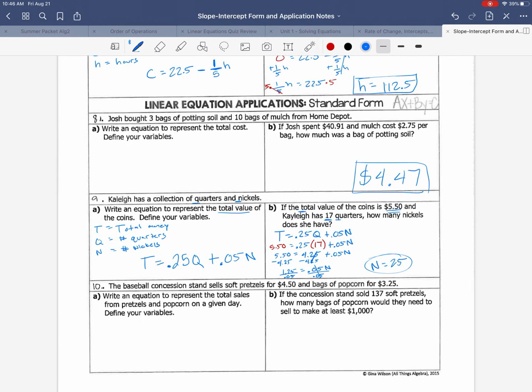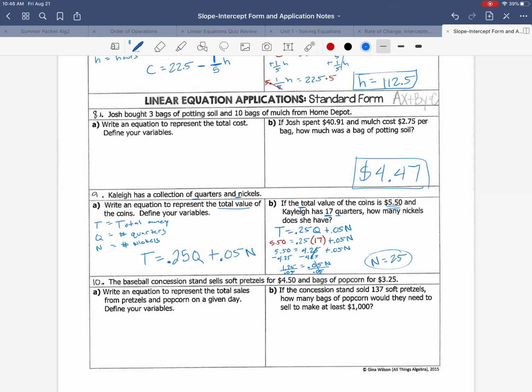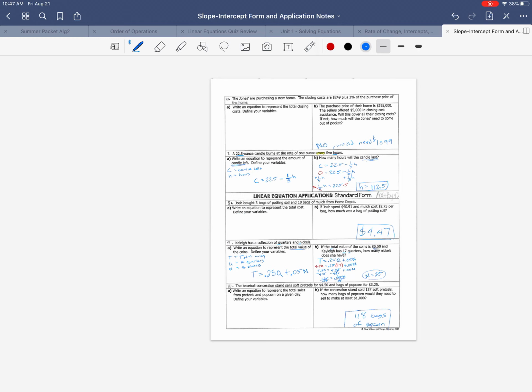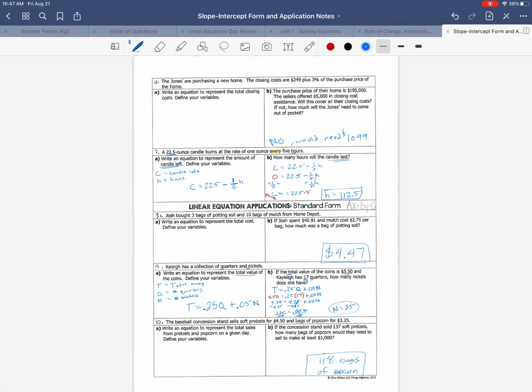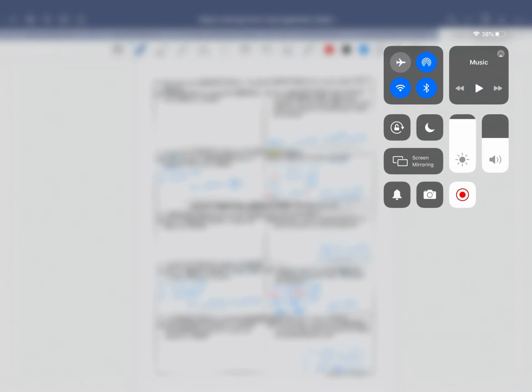And the answer to number 10 would be 118 bags of popcorn. So that way you have some practice problems you can try, check your work, check your answers with. That covers the applications of slope-intercept form and linear equations.